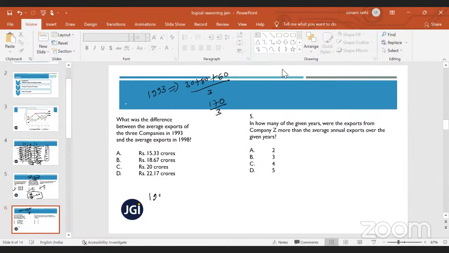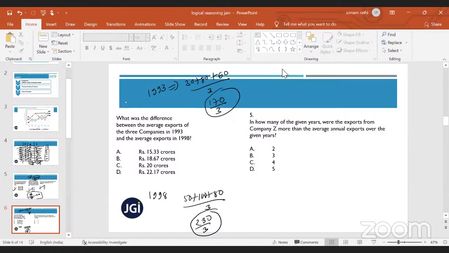And for 1998, 50 plus 100 plus 80 divided by 3. So 230 by 3. You have to take the difference of these two. So 230 minus 170, 60 by 3. That is 20. Answer option is C. Correct?